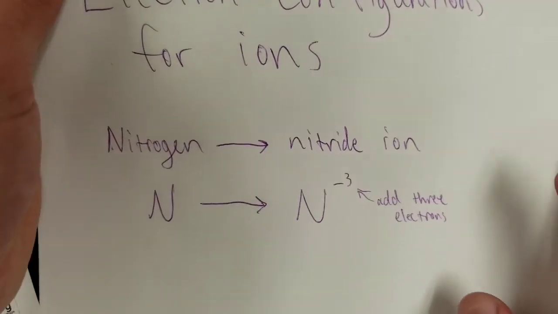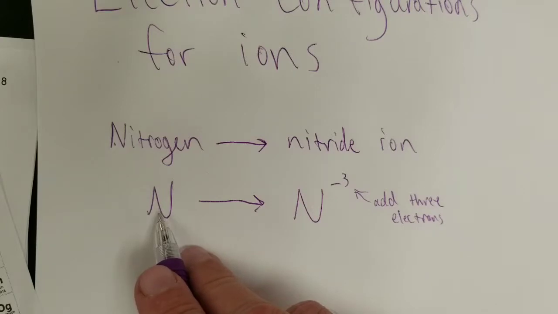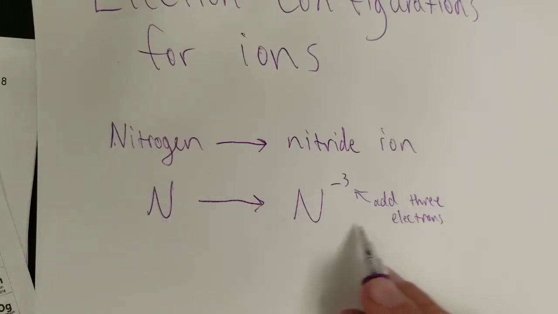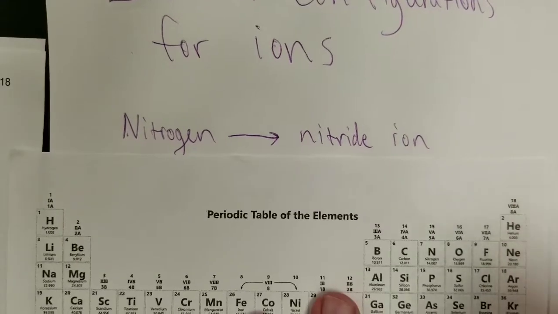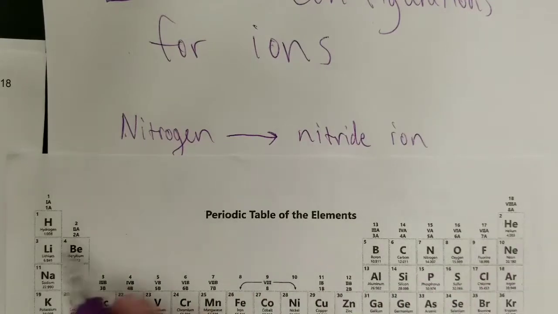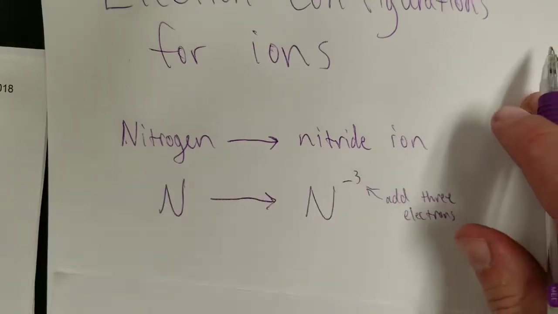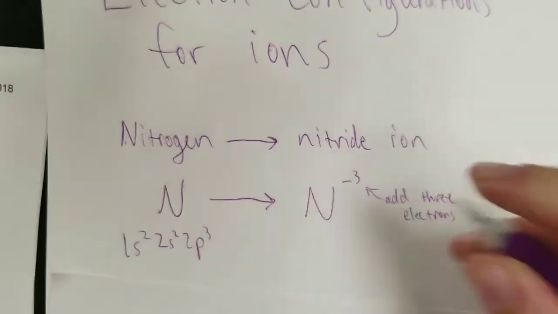Don't take any shortcuts is my first advice. Here's what you do. Write the regular electron configuration for the neutral atom and then change the configuration to make it into an ion. So here's what I mean. Start with nitrogen. 1s2, 2s2, 2p1, 2, 3. So 1s2, 2s2, 2p3.